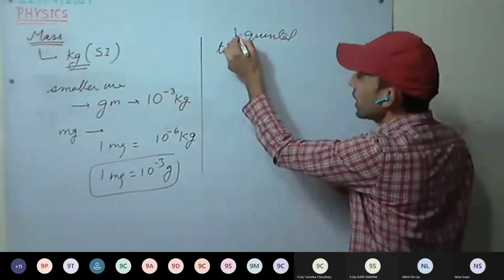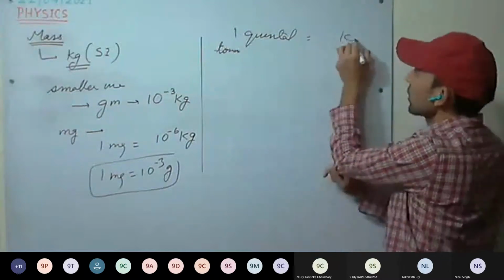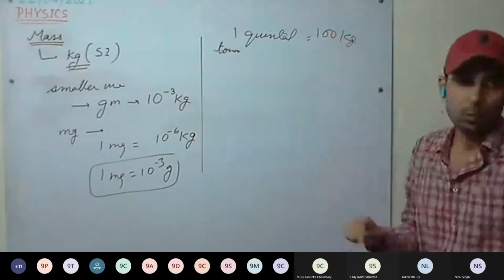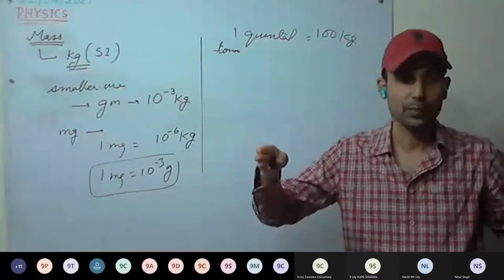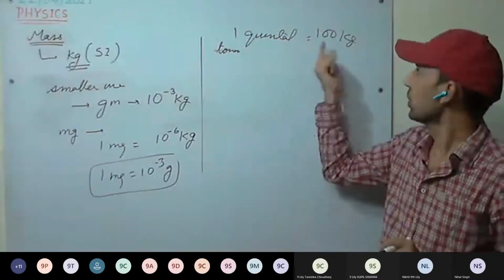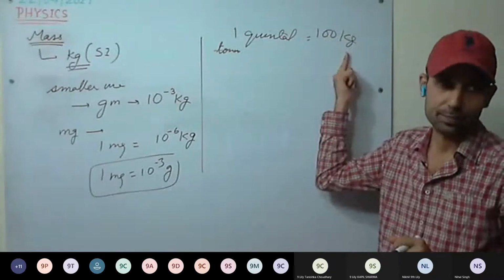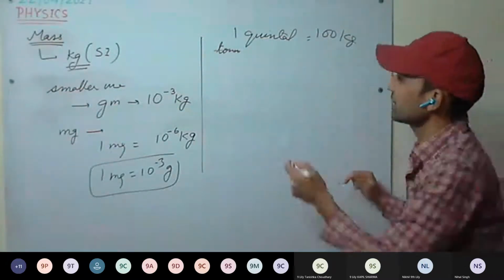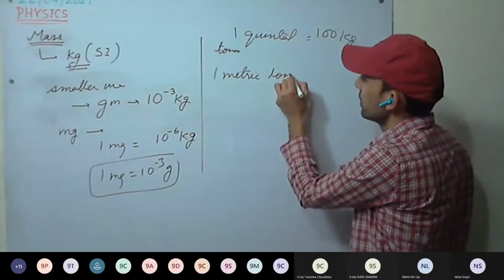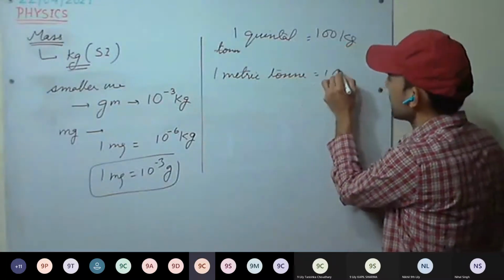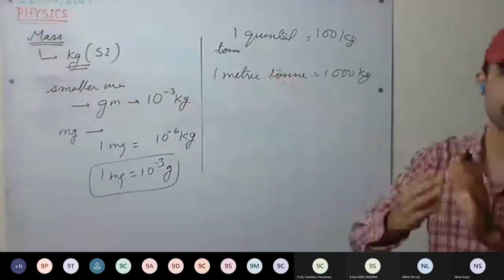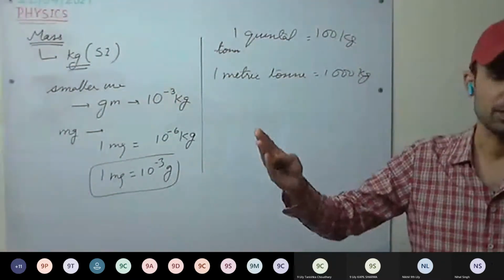Quintal. So in 1 quintal, how many kilograms are there? 100 kgs. Mostly you have seen the gunny bag, bori, that is 1 quintal mainly. So 1 quintal is 100 kg. In 1 metric ton, 1000 kgs. These are bigger units to make bigger measurements.